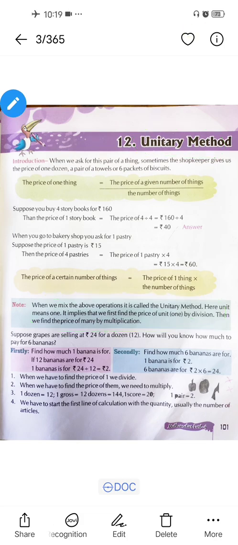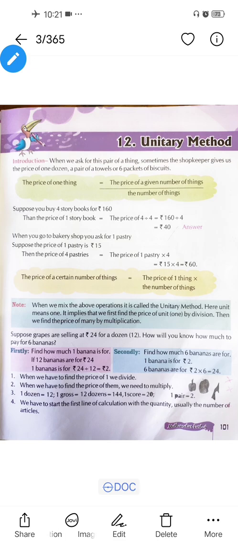So let us look at this example. Suppose bananas are selling at rupees 24 for a dozen. Dozen means 12. Remember this, dozen means 12 pieces. So suppose bananas are selling at rupees 24 for 12 pieces. How much will you pay for 6 bananas? What do we have to do? We must find the price of one banana first.